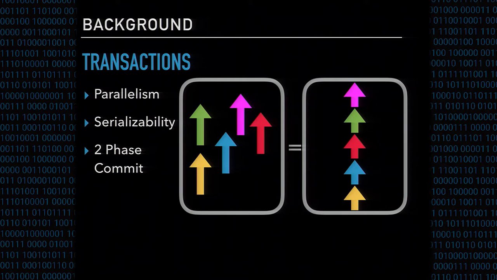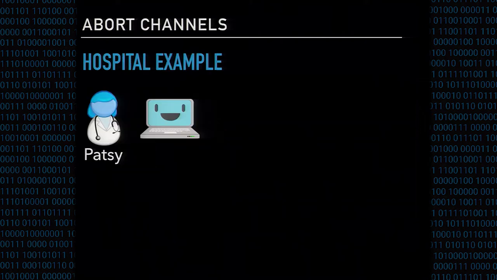We provide serializability, which is the illusion that one transaction runs from start to finish, and then another, and then another. The state which any transaction observes should reflect some global serial order of all the transactions that have happened so far. By far, the most popular protocol for achieving serializability in distributed systems is two-phase commit, which is positively ubiquitous in transactional distributed systems.